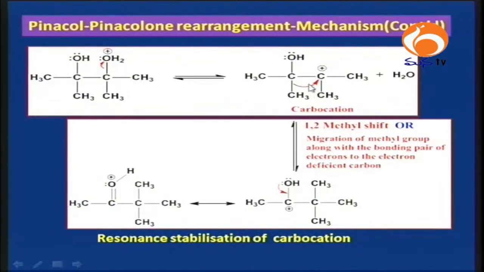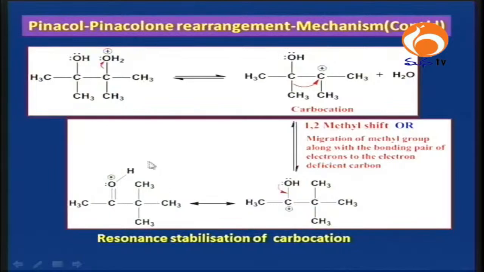It is important to note that the methyl group will undergo migration from this carbon to the carbon having the positive charge along with the bonded pair of electrons. That means this methyl will move from this carbon to this carbon along with the bonded pair of electrons. Once this methyl moves with the bonded pair of electrons, then this particular carbon will have the positive charge.